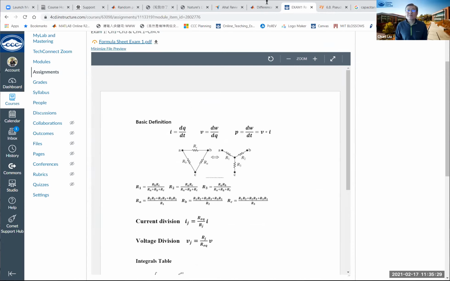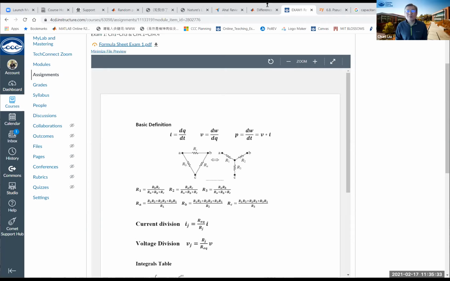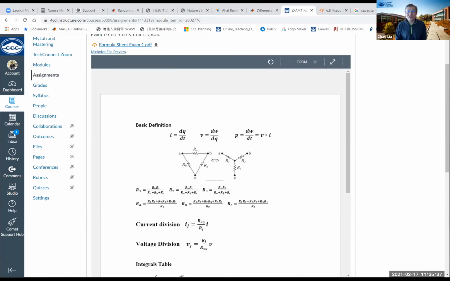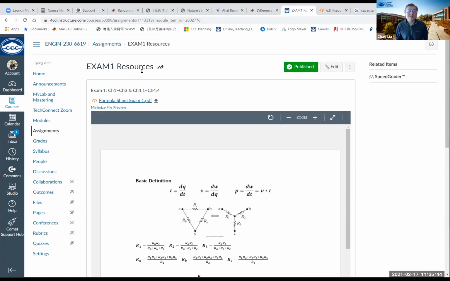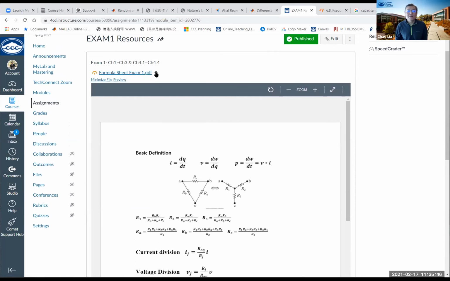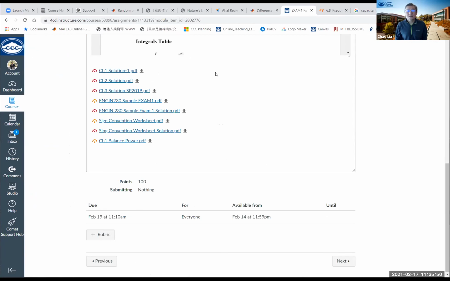If there's some kind of constant that you need, you're supposed to know it, but if I ask you, like, the charge of the electron, which is 1.6 times 10 to the negative 19, then I will give you that as well. So you don't need to memorize those things. Any question about that?